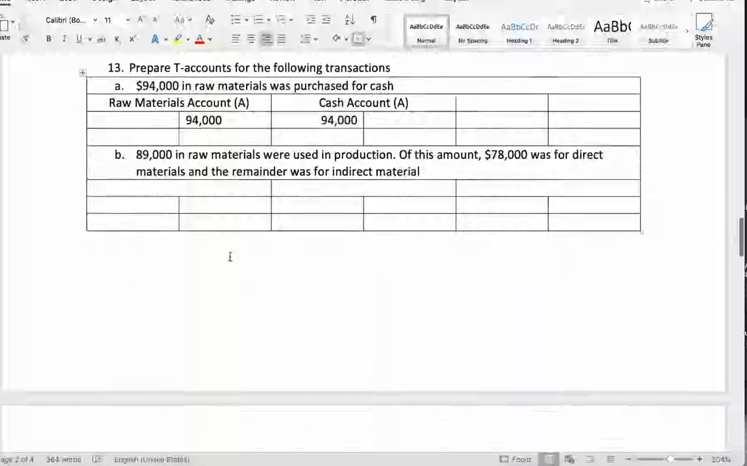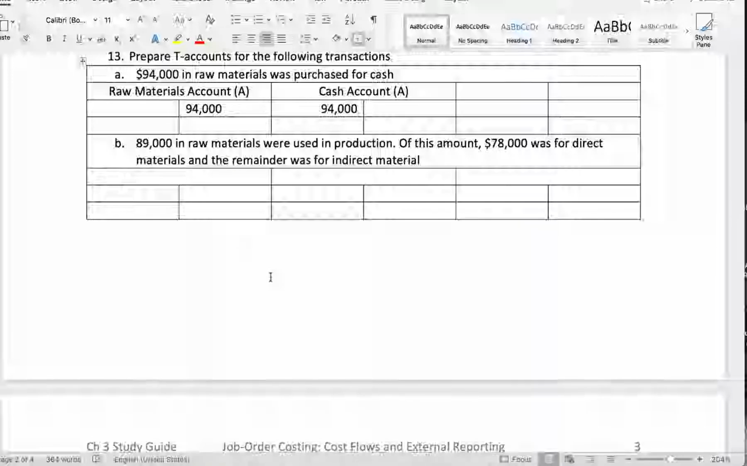Okay, so let's look at the second one. Raw materials were used in production. Of this amount, $78,000 was for direct materials. The remainder was for indirect materials. Okay, easy peasy, right? Super duper easy. We got 3 accounts here that we have to deal with. Well, wait a minute. You said there's no interpretation. I only see 2 accounts. Raw materials being one of them, direct materials being the other one.